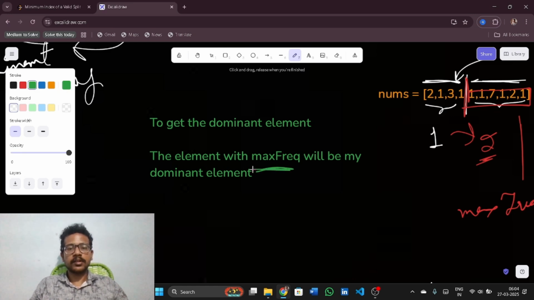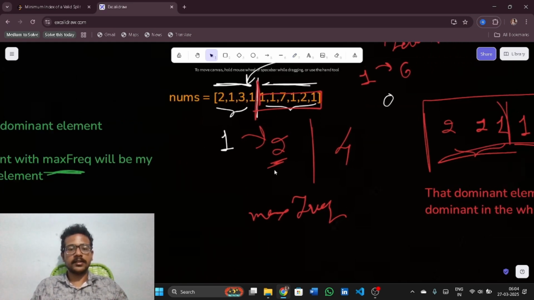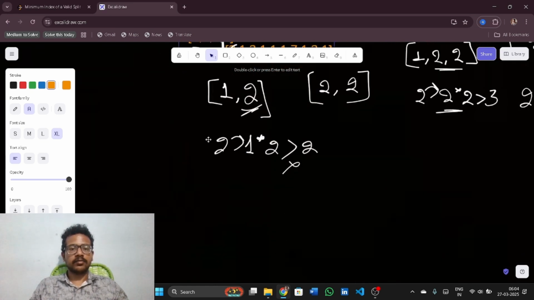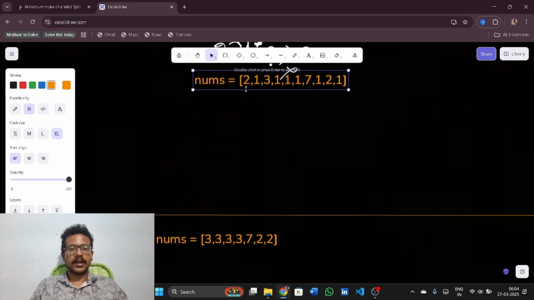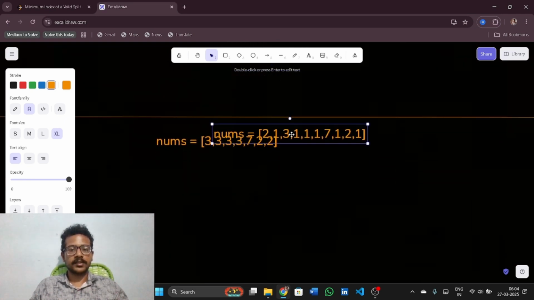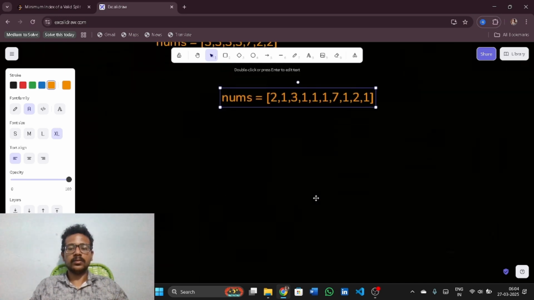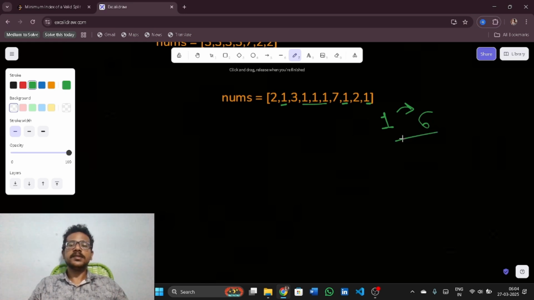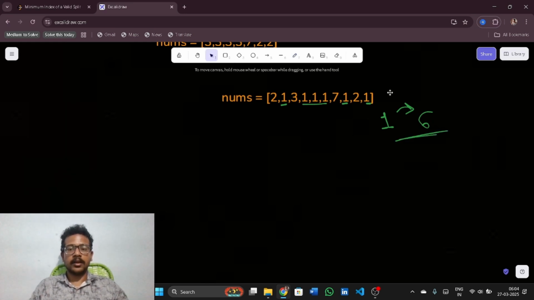So I got the maximum frequency of the element, right? Let me take the same subarray, the given array. Now let us walk through this example and understand how the dominant element helps us find the answer. Here I am having 1 as the dominant element. If you see, 1 is appearing a total of 6 times. So this is the most dominant element, right?